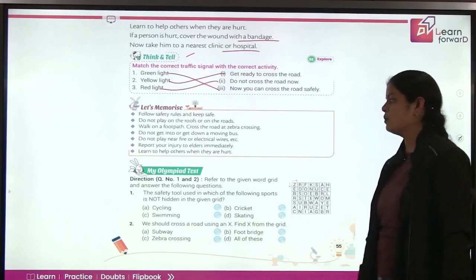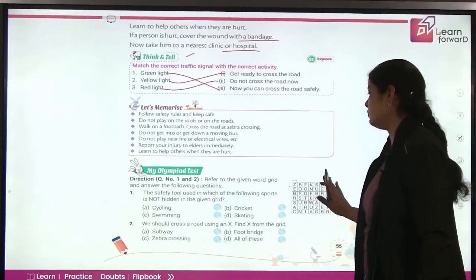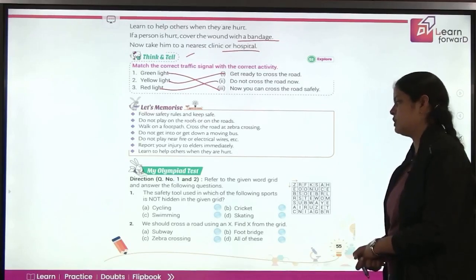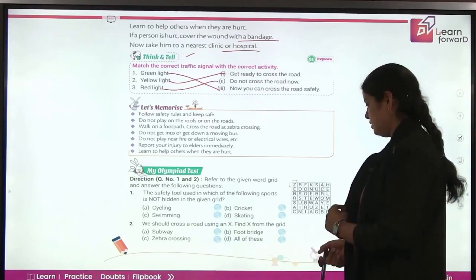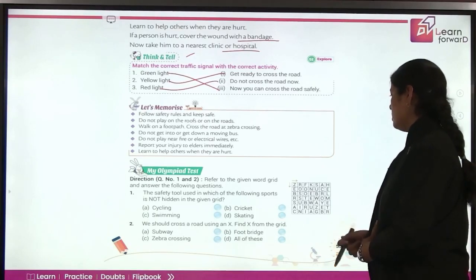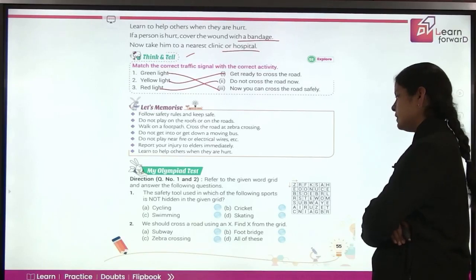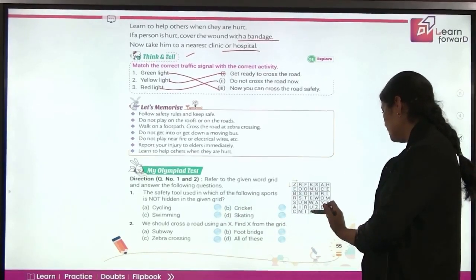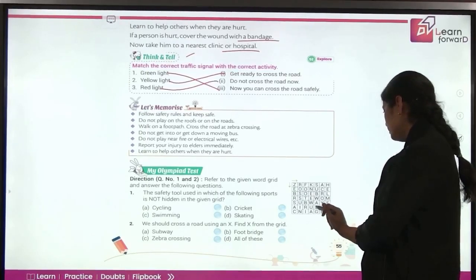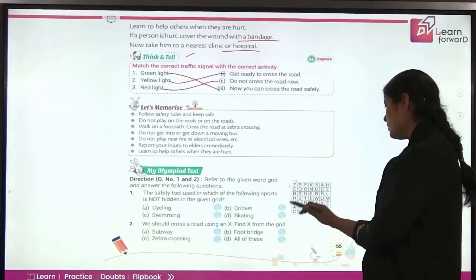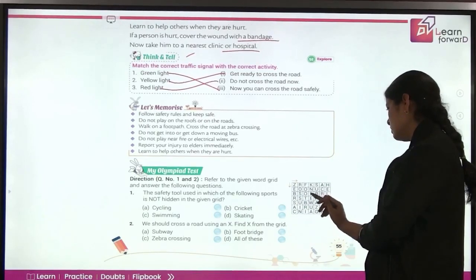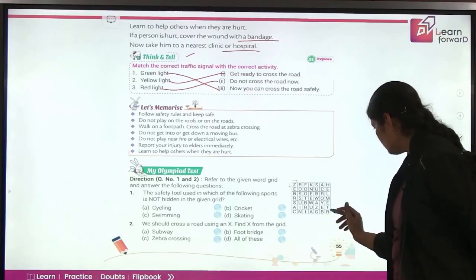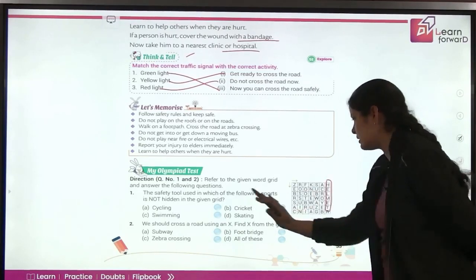Now Olympiad test. Questions 1 and 2. Refer to the given word grid and answer the question. The safety tool used in which of the given sports is not hidden in the given grid? For swimming we have the tube. So where is it written? Tube. Let's say now cycling. Cycling is what? Helmet? Maybe this is a helmet. Helmet. Okay, so cycling is hidden here. Cricket.